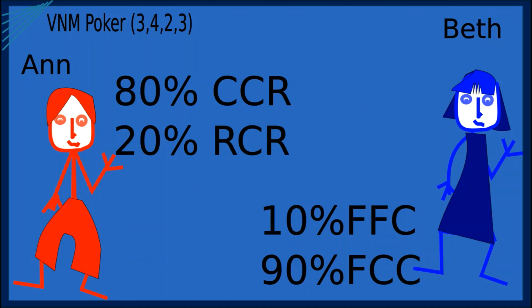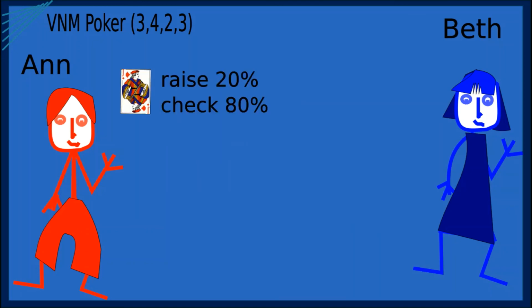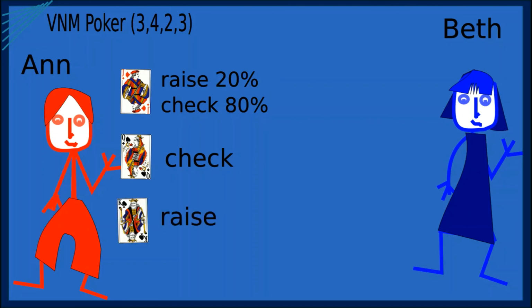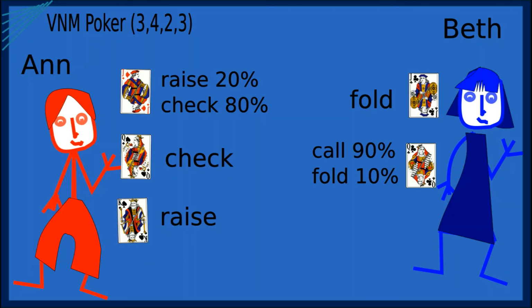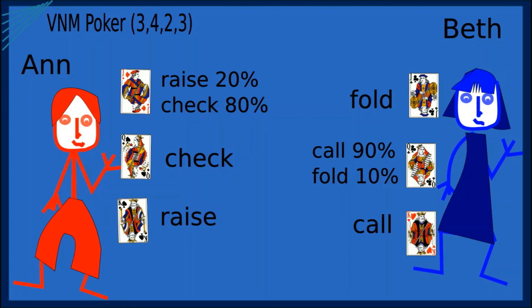If we translate this Nash mix, it means that N will raise with a check in 20% of the cases, so the bluffing, and check otherwise. N will never raise with a queen, never ever, and N will always raise with a king. And Baz will always fold with a jack, always. Baz will call with a queen in 90% of the cases, otherwise fold. And Baz will always call with a king, always.